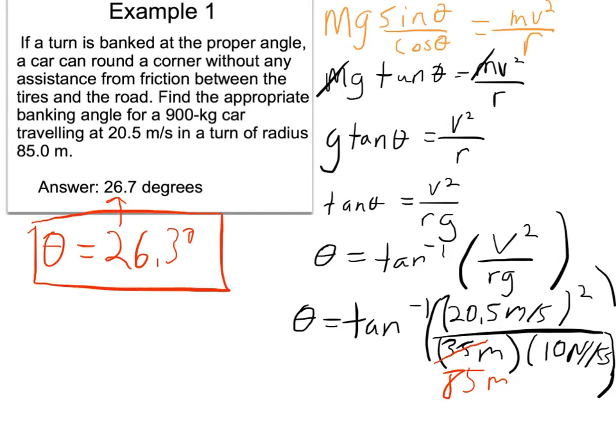So that's how we would bank the turn. And notice the masses ended up not mattering. So no matter the mass of the car, if we know they're going to go around the turn at that speed, that should be our angle. So there's one use, and this is exactly how they design roads in Illinois, where I was born, because it snows and you can't depend on friction to keep your car on the road.